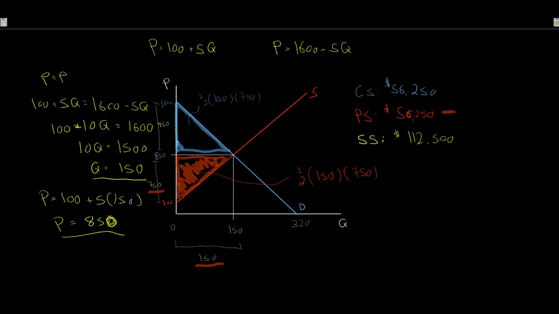From the other side, for our consumers, the difference between my willingness to pay and the price that I actually pay, we get our consumer surplus. For consumer surplus, we have 1 half base times height, so 1 half base of 150, height of 750, yielding again $56,250. Altogether, our social surplus is the surplus received from the producer and from the consumer. So consumer and producer together gives us our yellow total triangle here, our net benefit to society. And in that case, that is $112,500.